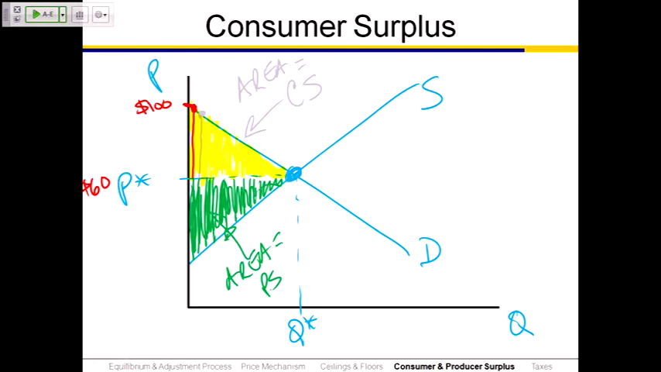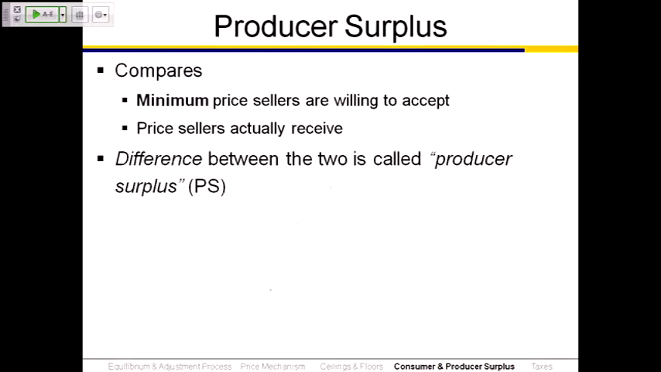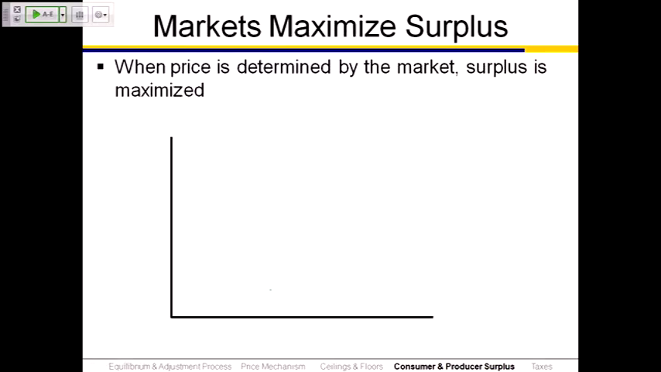The total surplus, the CS plus the PS, the yellow and green thing added together, is maximized if we let the price mechanism determine for whom things are produced and what is produced. And anytime we move away from that, we have a smaller amount of surplus.